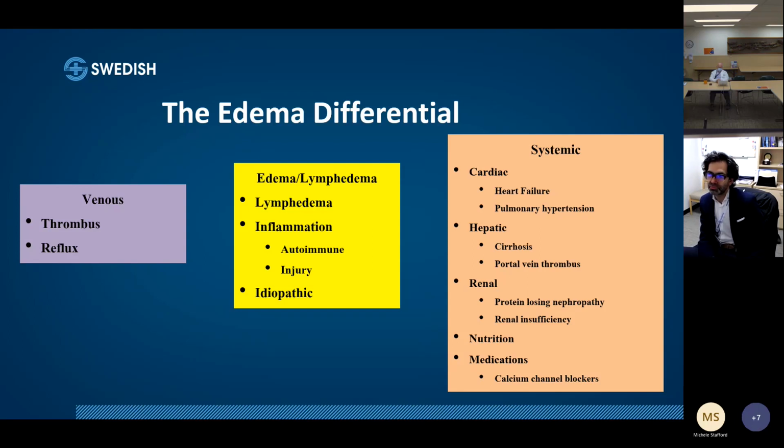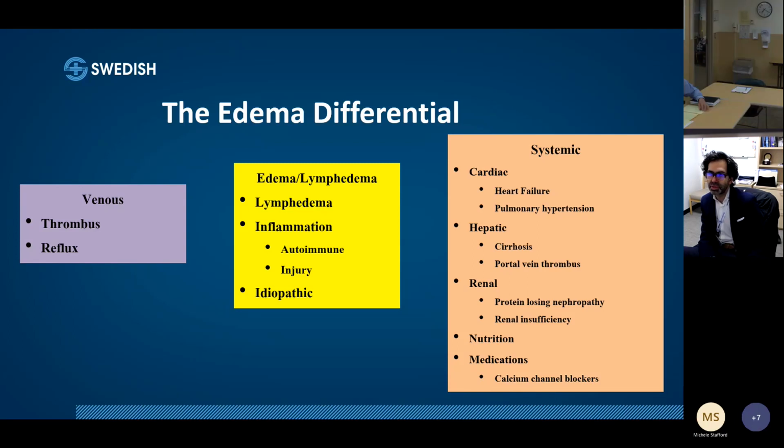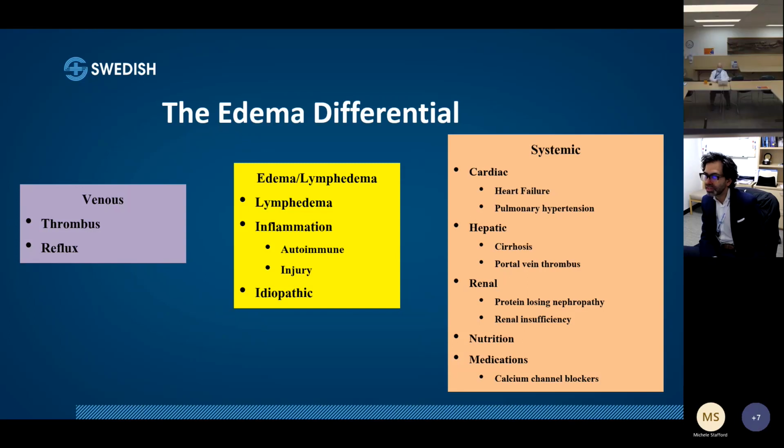So with venous disease, we've talked about reflux. Venous thrombus is the other thing that can produce symptoms, pressure, heaviness, and swelling. Should pretty easily be diagnosed with ultrasound. Edema and lymphedema I kind of put in one large box as well. So lymphedema can have primary or secondary causes. Secondary causes are generally as a result of surgical intervention where the lymphatic system gets transected.